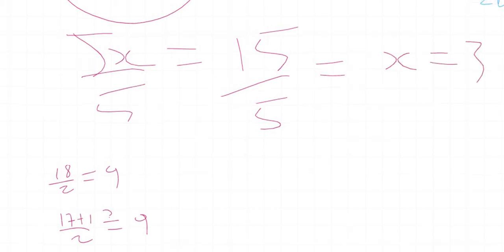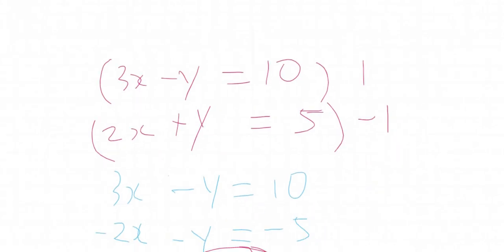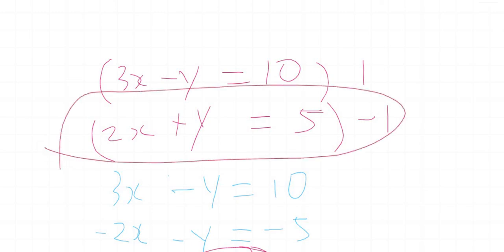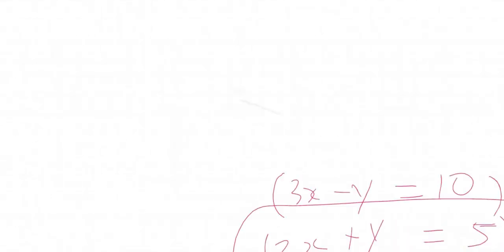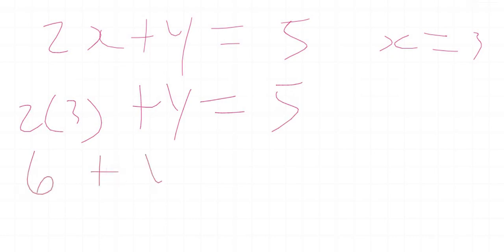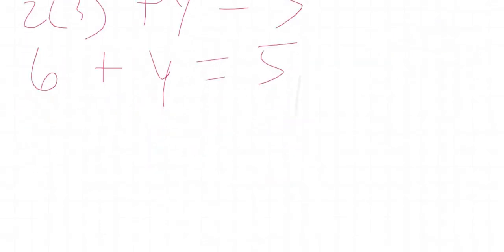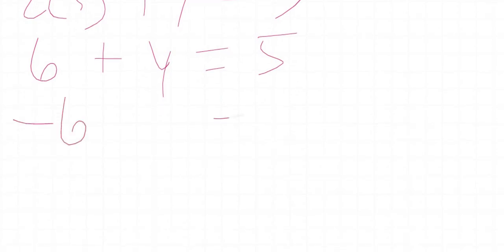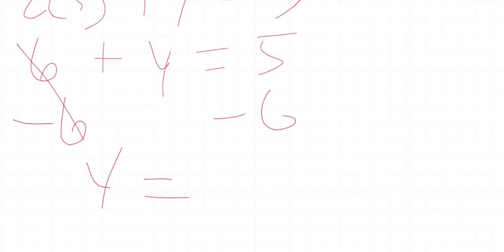Since we found the value of x, we could use any one of these equations to find the value of y. I choose to use equation 2, which is this one, to run away from the negatives, because sometimes negatives can pose a challenge to us. Equation 2 says 2x plus y is equal to 5. Since x is 3, we substitute the value of 3 anywhere we see x and evaluate. This gives us 6 plus y is equal to 5. To find y, we subtract 6 from both sides, and so y is equal to negative 1.